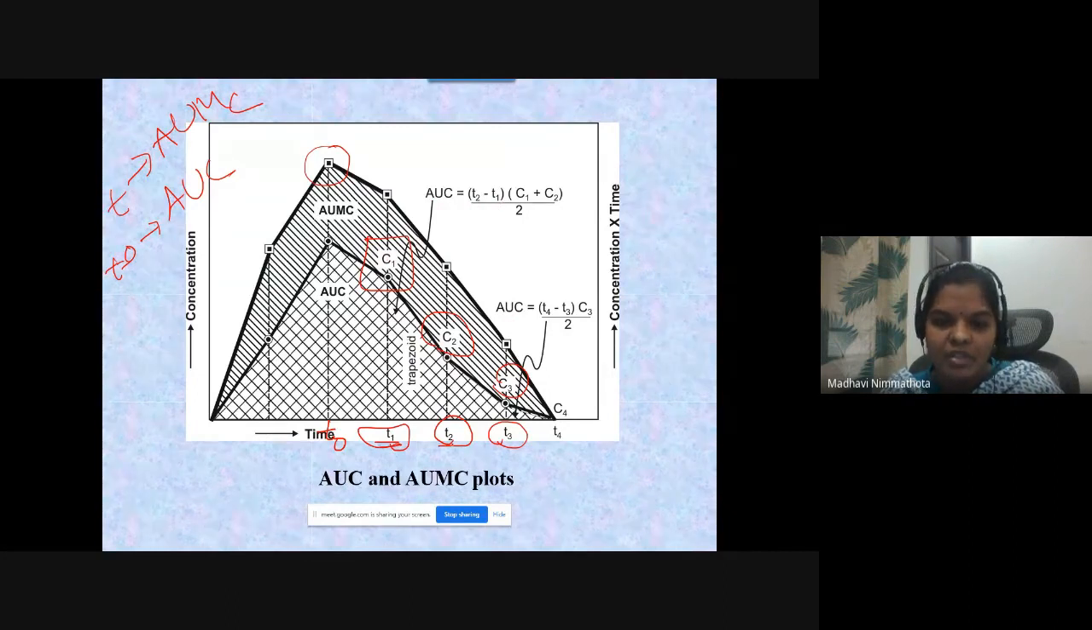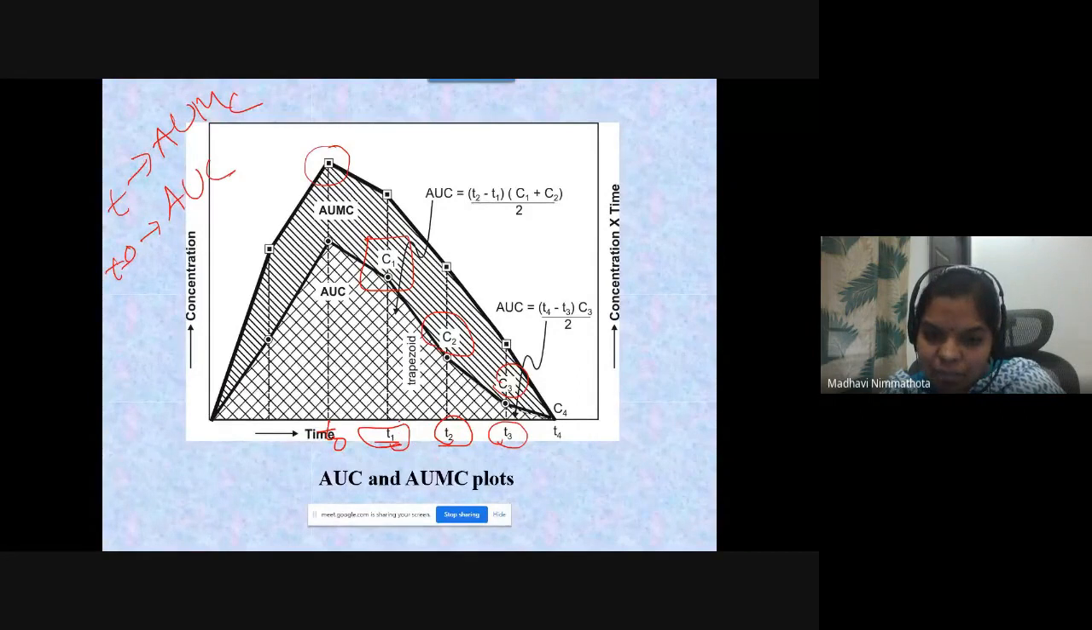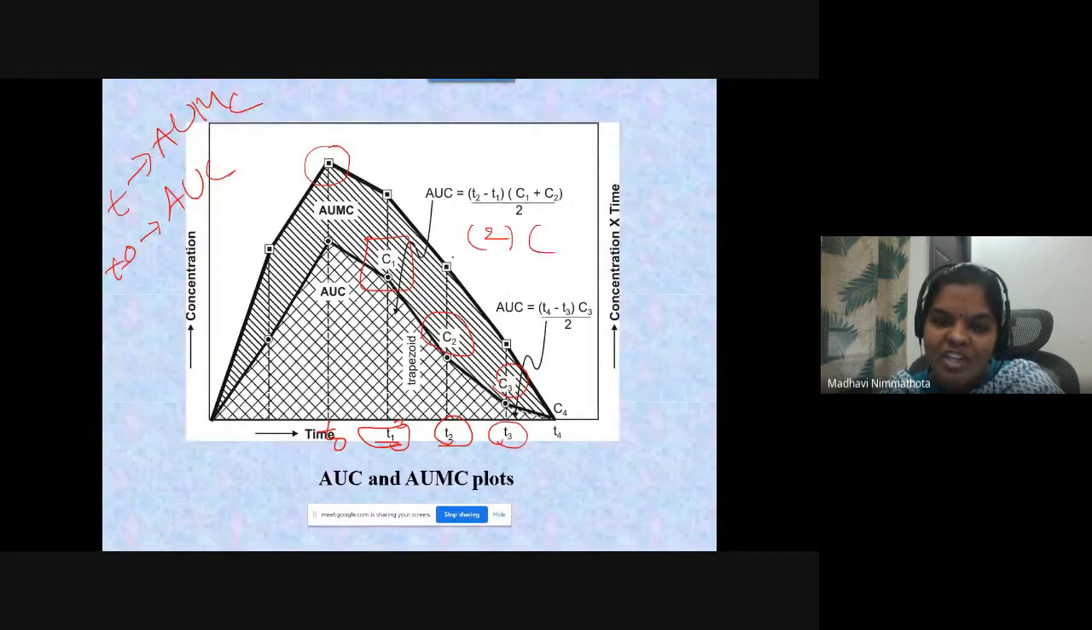So here we have a T1 value and T2 value. T2 minus T1, you are going to subtract the values, and then C1 plus C2. Suppose this is the time third hour and this is the time fifth hour. So here T2 minus T1 is how much? 2. And then the concentration is adding. Suppose here you are taking 10 microgram per ml and here you are taking 20 microgram per ml. 20 plus 10 is 30 divided by 2. Here you will get one x value.